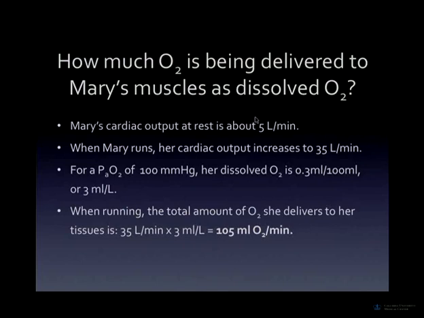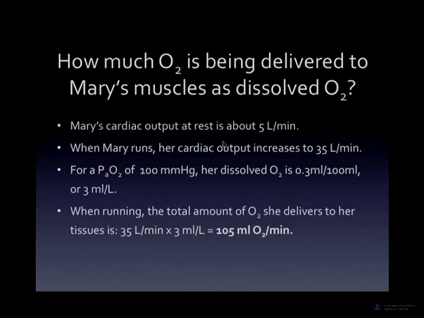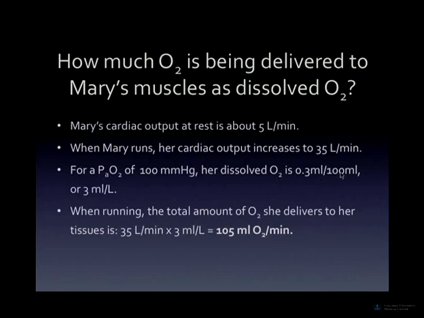So how much oxygen is being delivered to Mary's muscles as dissolved O2? Her cardiac output at rest, we'll say, is 5 liters per minute. It's probably more because she's a highly trained athlete, but just for our purposes, it's 5 liters per minute. When she runs, her cardiac output increases 7-fold up to 35 liters per minute. So if she has a PaO2 of 100 millimeters of mercury, her dissolved oxygen is 1/3 of a milliliter of O2 per deciliter, as we just said. If we convert it into liters, that's 3 milliliters per liter. So the total amount of oxygen she can deliver to her tissues is her cardiac output times her dissolved oxygen concentration, 105 milliliters of oxygen per minute.